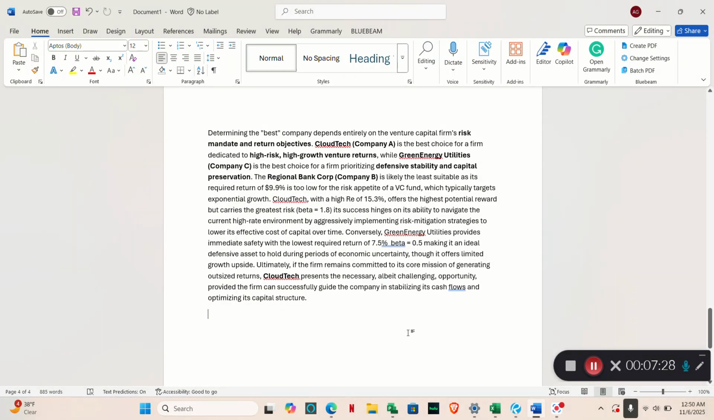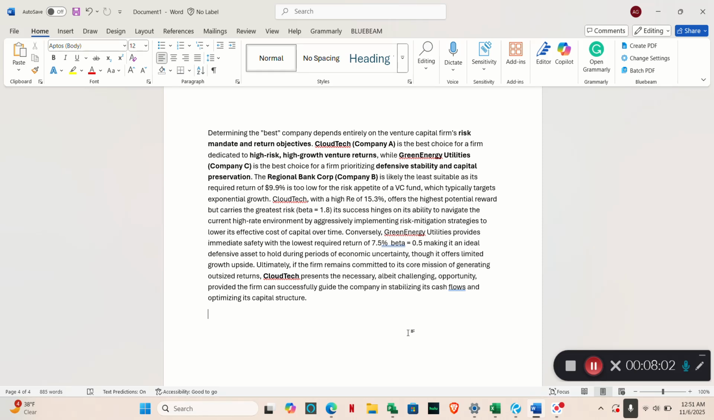So while determining the best company depends entirely on the venture capitalist firm's risk mandate and return objectives, Company A, CloudTech, is the best choice for a firm dedicated to high risk, high growth venture returns, while Green Energy Utilities, Company C, is the best choice for a firm prioritizing defensive stability and capital preservation. Company B, the Regional Bancorp, is likely the least suitable as its required return of 9.9% is too low for the risk appetite of a VC fund, which typically targets exponential growth.